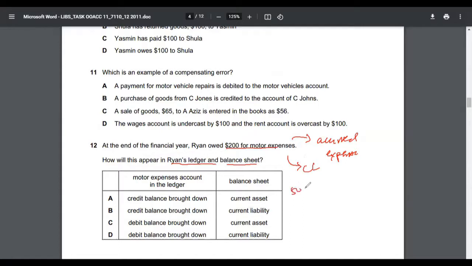So if you want to do 50-50 in this case, you can immediately eliminate option A and option C. The correct answer has to be from option B and option D. Since this is a liability, it would have a credit balance. So let's look into which option is the correct answer. The correct answer for multiple choice 12 is option B, because it says credit balance has been brought forward and then it is current liability on the balance sheet. Therefore, it meets our criteria, and hence the correct answer to multiple choice 12 is option B.